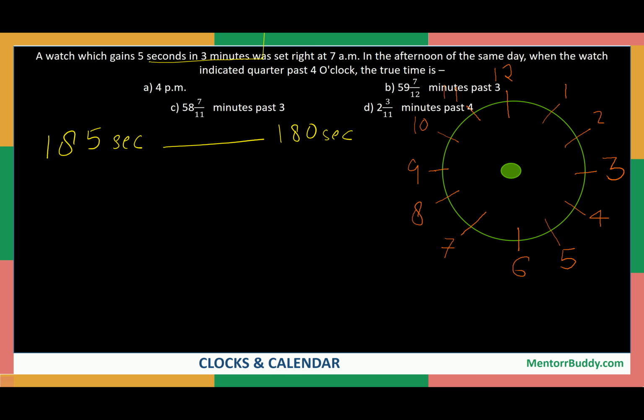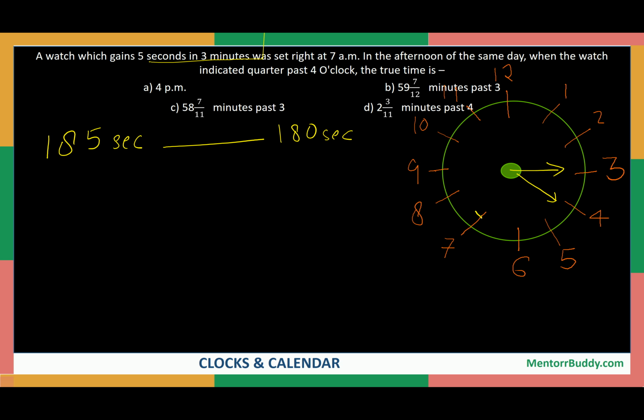Okay, so it has been given that in the morning at 7 a.m. the clock is set correct, then the faulty clock is showing 4:15 p.m. So what will be the original timing? To come to this 4:15, how many minutes or how many seconds will this clock move?